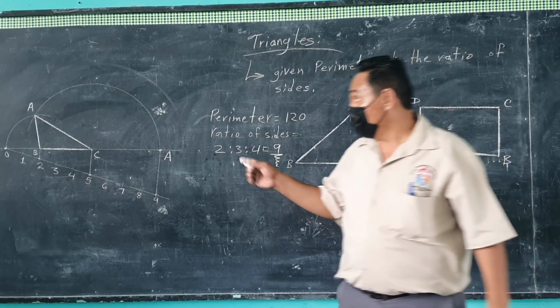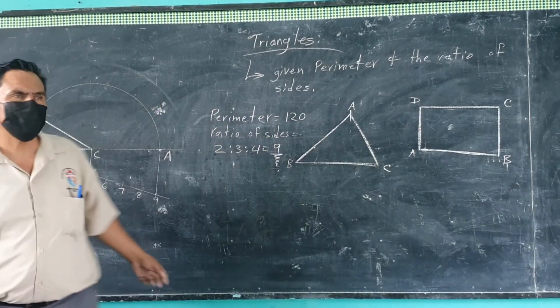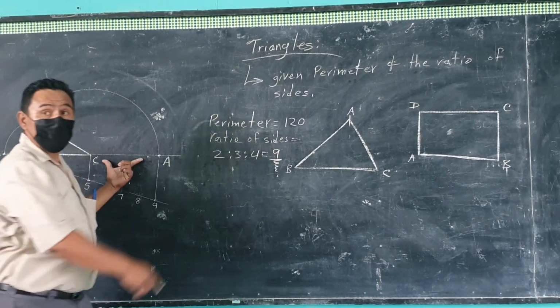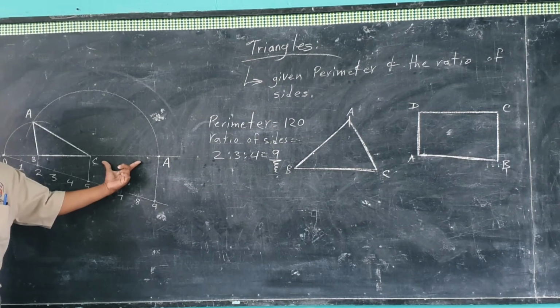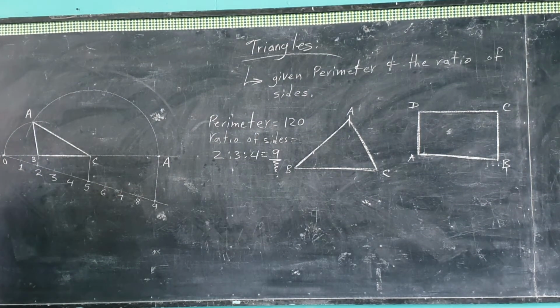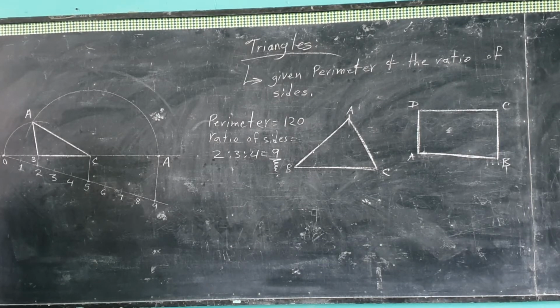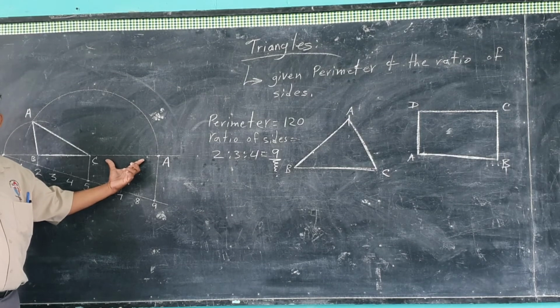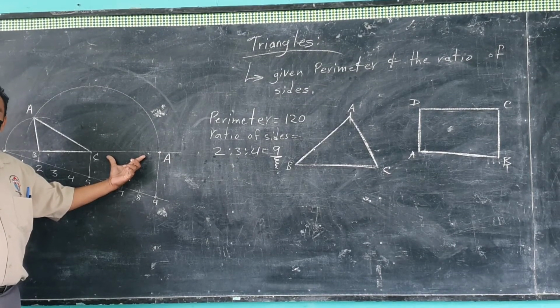Alright? Now, what if we decide this to be the base? AC. So what are you going to do? What if you decide that, class? What if you decide this to be the base, CA? The B2A. How are you going to do that?